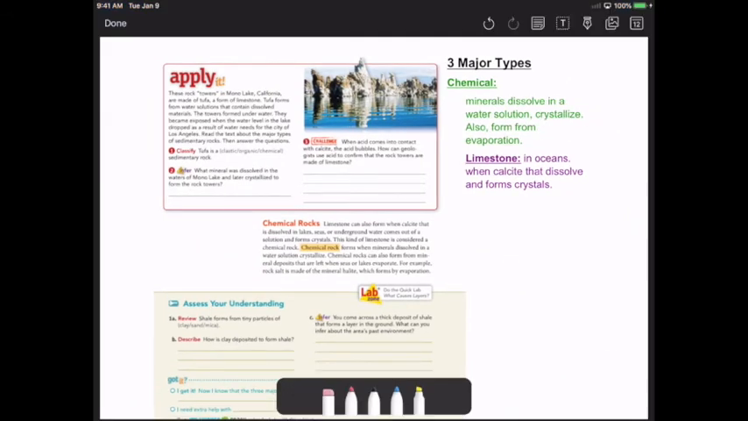Finally, our next type is chemical. Chemical is when minerals dissolve in a water solution, and then they crystallize. This can also be formed from evaporation. The minerals dissolve, the water evaporates, and then they start to crystallize together. And then they become a sedimentary rock. Limestone is another example. Limestone can be an organic and also a chemical type of sedimentary rock. Limestone is in oceans. It's calcite, from bones that dissolve and form crystals.